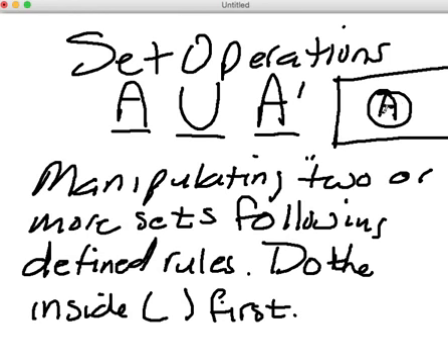Now, here's the definition of set operations. What we're doing is manipulating two or more sets, and following defined rules. I explained the previous rules yesterday, and I reviewed them just a moment ago. And here's something we need to keep in mind: make sure that we do the inside of the parentheses first. You'll see what I'm talking about with this first example, example 6.